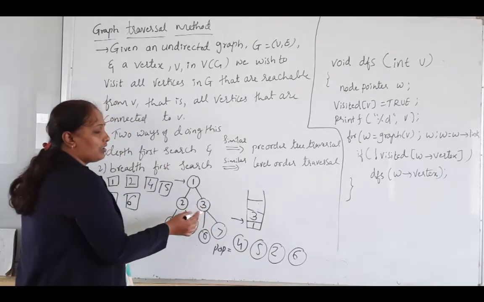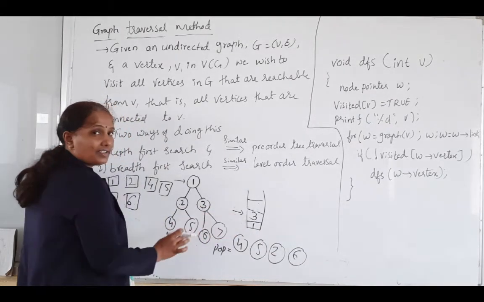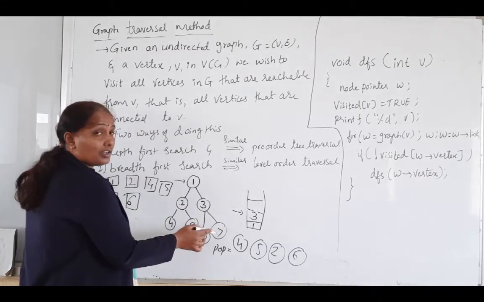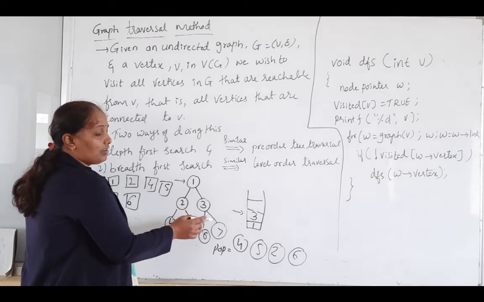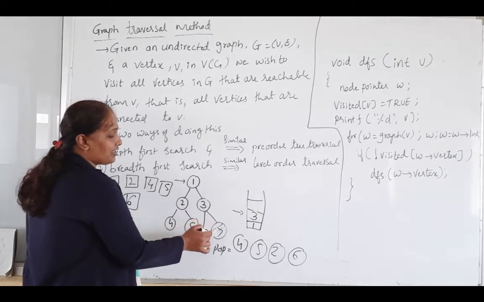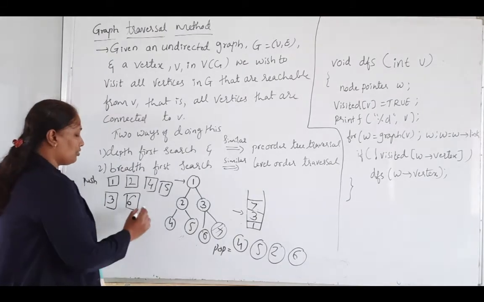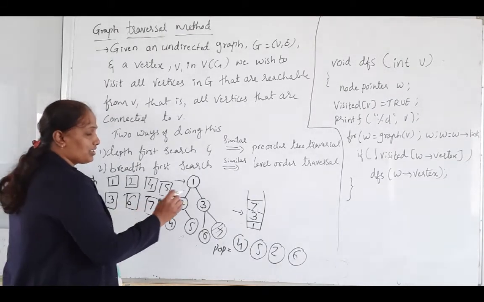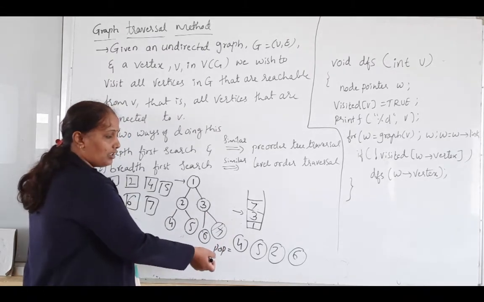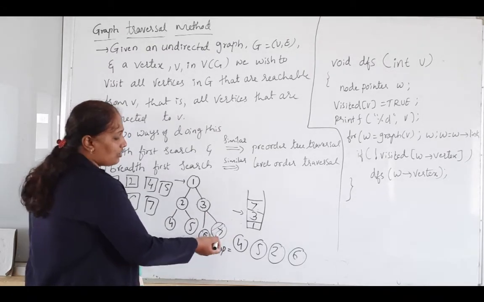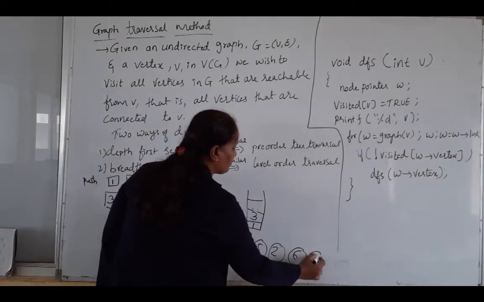Next, I will check any other vertices. What is the top of the stack here? Now the top of the stack is 3. Then I will check if any other connected vertices from this vertex 3 are not yet visited. Yes, it is 7. So I am going to push 7 on the stack. Once I push the 7, I will check the connected vertices of the vertex 7. No other connected vertices, so I am going to pop this from the stack.